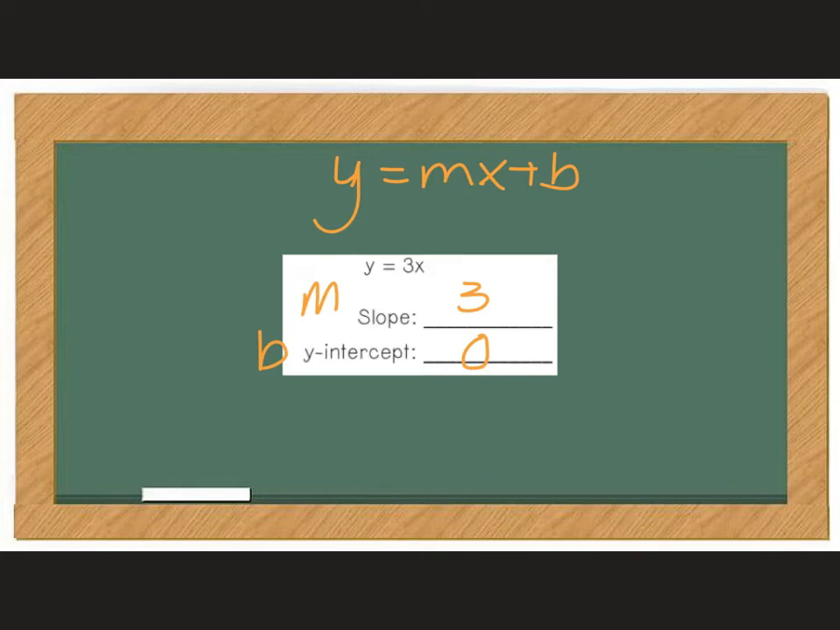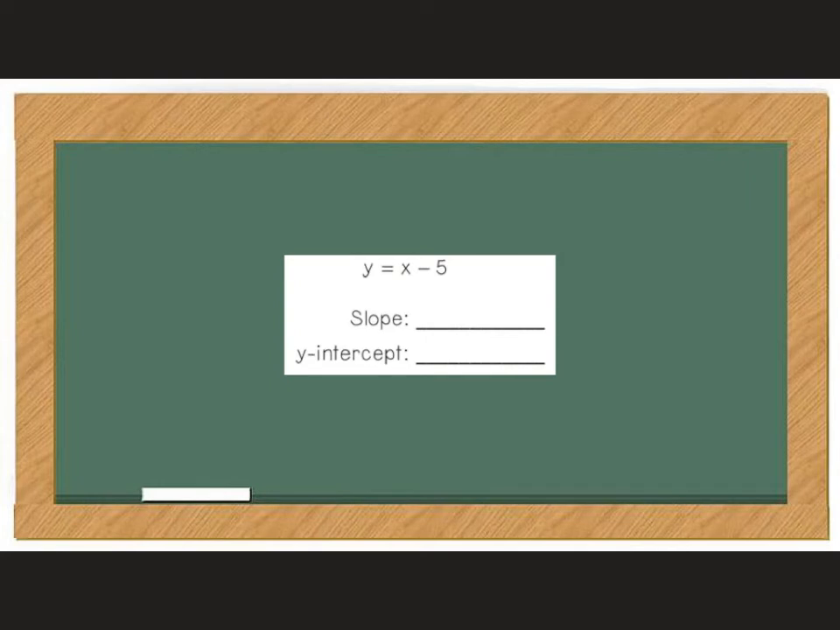All right, let's keep going. Again, same thing, m and b. So y equals mx plus b. In this case, the m is implied to be a 1. So our slope is 1, and our y-intercept is a -5. Again, we're just pulling it from the equation.